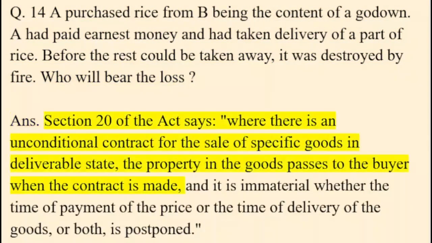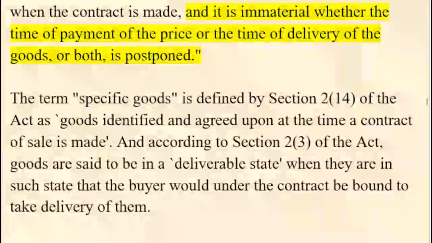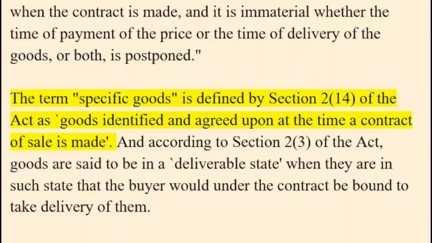Ans. Section 20 of the Act says, where there is an unconditional contract for the sale of specific goods in a deliverable state, the property in the goods passes to the buyer when the contract is made, and it is immaterial whether the time of payment of the price or the time of delivery of the goods, or both, is postponed. The term specific goods is defined by Section 2(14) of the Act as goods identified and agreed upon at the time a contract of sale is made.